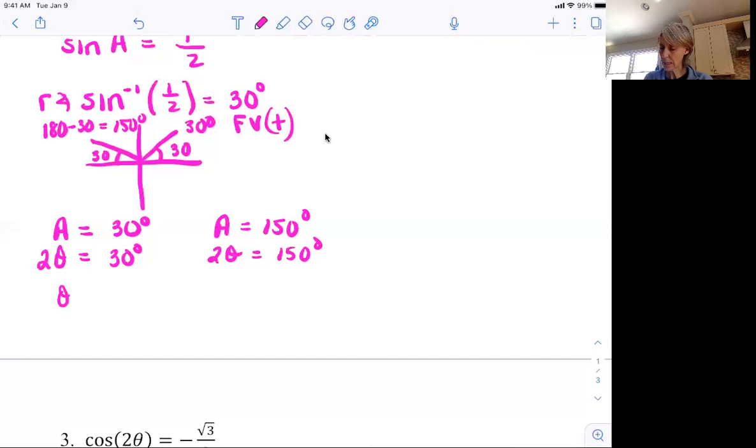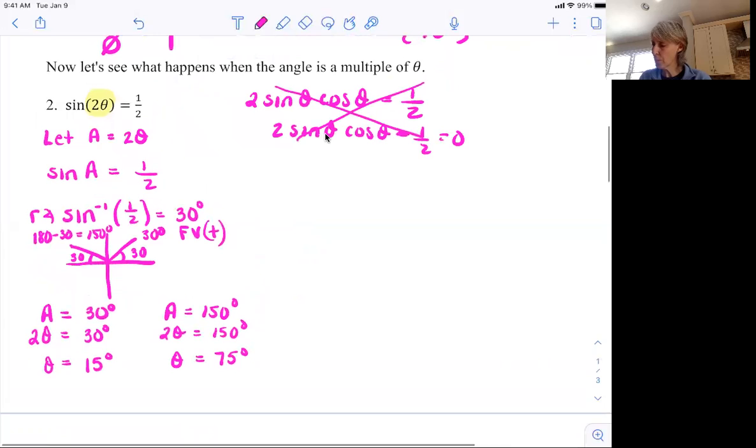So theta is going to equal 30 divided by 2, which is 15 degrees, or theta is going to be 75 degrees. So that's the first step in this type of problem. Now here's the tricky part. Let's go back and look at what we're actually dealing with.